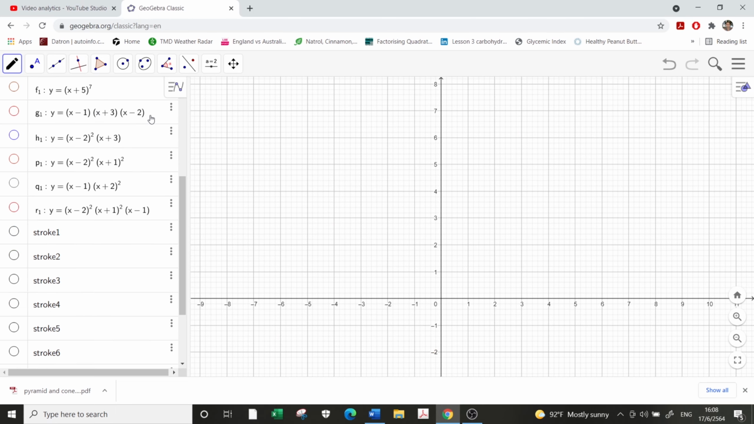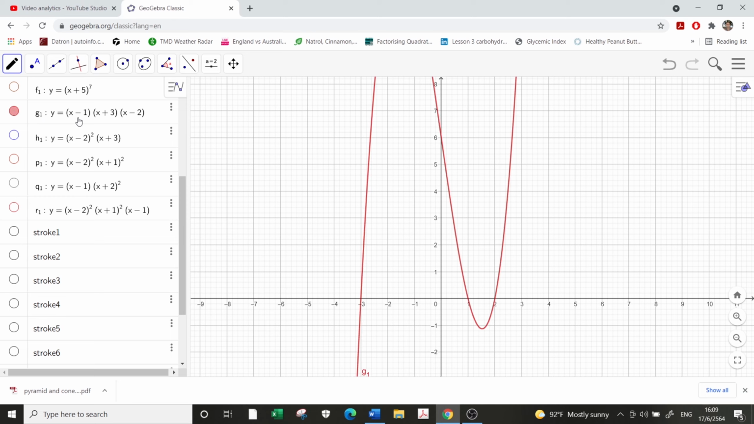In the next set of graphs, we've mixed up the factors. So now we have x minus 1, x plus 3, x minus 2. Notice that the power on each factor is an odd number, it's 1. Okay, so I'm predicting that at each x-intercept, the graph will cut the x-axis. Let's have a look.